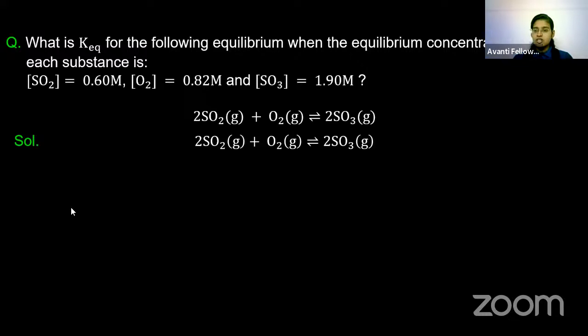Yes or no? So first of all, we have to write the product in the numerator, right? So the value should be like this, no? SO3 has to come in the numerator. Then only in the denominator will we have the reactants, SO2 and O2.